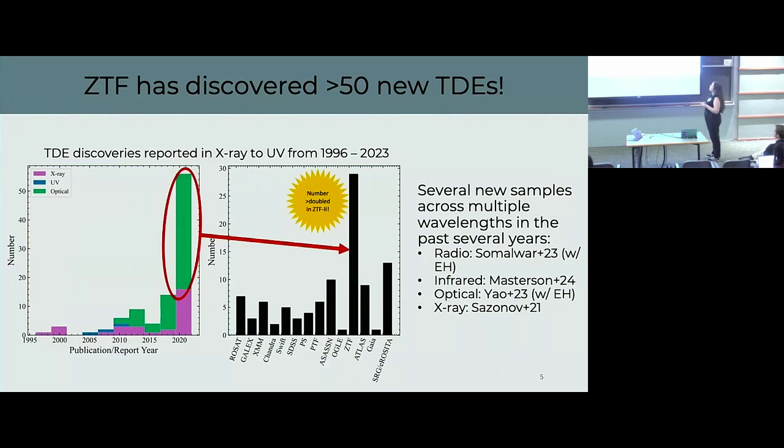So these are just the TDEs that I could find in the literature from 1996 to 2023. ZTF was responsible for about 30 of those within just the past several years that ZTF has been running. And then there's, of course, been several new samples at other wavelengths as well in the radio, the infrared, which we're going to be hearing about later, further ZTF objects in the optical from Yuhan, and then in the X-ray as well.